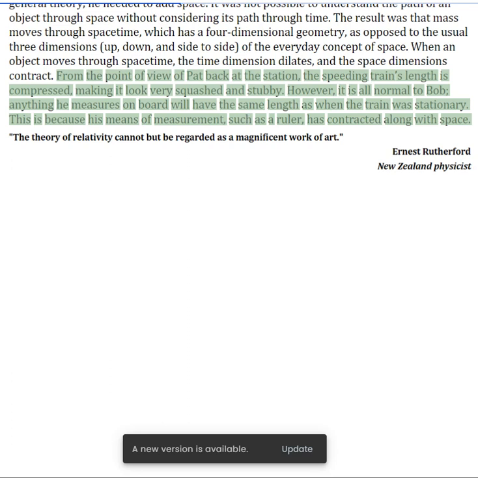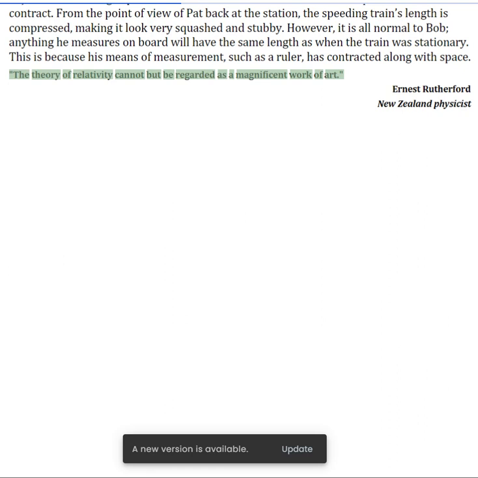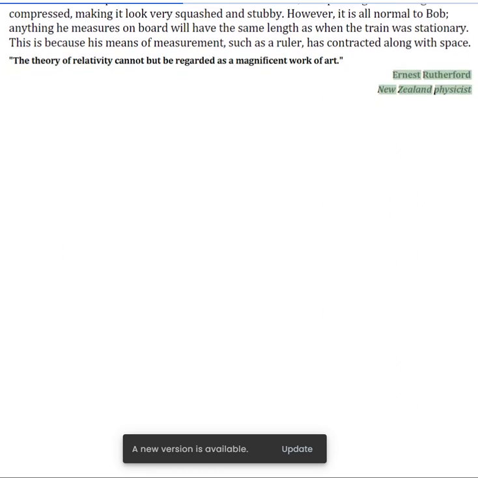From the point of view of Pat back at the station, the speeding train's length is compressed, making it look very squashed and stubby. However, it is all normal to Bob. Anything he measures on board will have the same length as when the train was stationary. This is because his means of measurement, such as a ruler, has contracted along with space. "The theory of relativity cannot but be regarded as a magnificent work of art." Ernest Rutherford, New Zealand physicist.